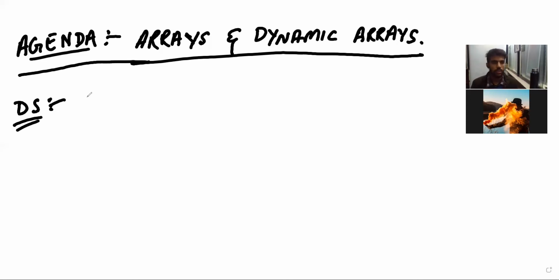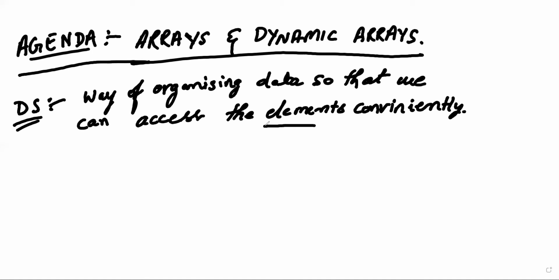Okay, so what's a data structure, right? When we talk about a data structure, the way we define it is a way of organizing data. There are many data structures, but we choose one over another based on the situation. One of the main things that drives our decision is how conveniently we can access the elements from that data structure, right?